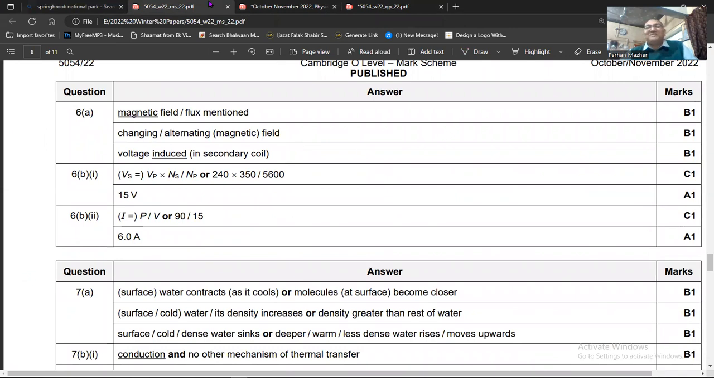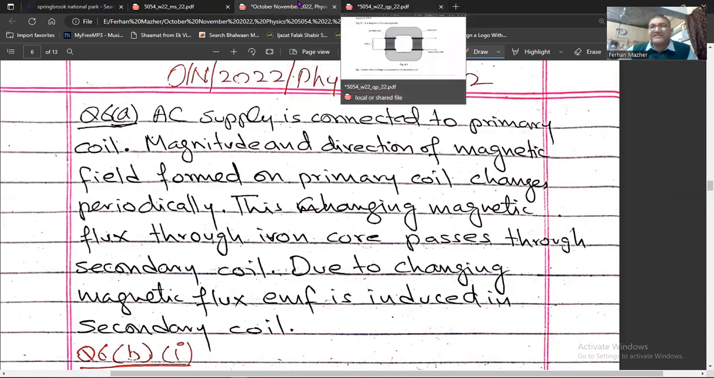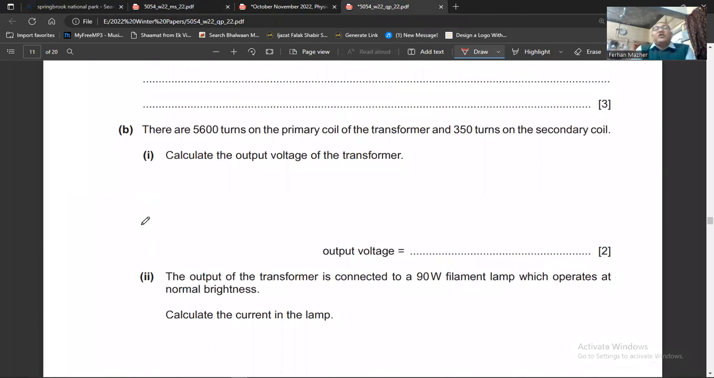Marking scheme is showing up. This is my answer. The question says there are 5,600 turns on the primary coil of the transformer and 350 turns on the secondary coil. Calculate the output voltage of the transformer.